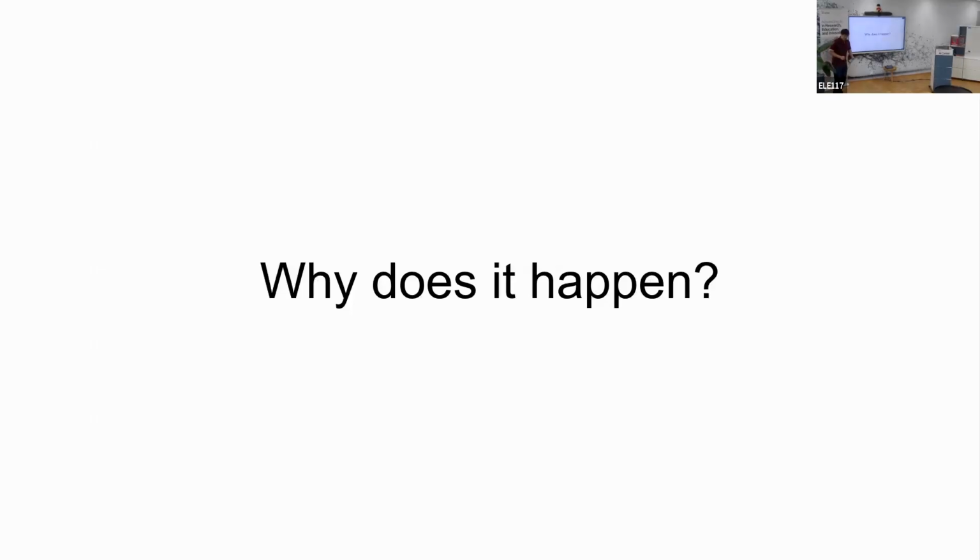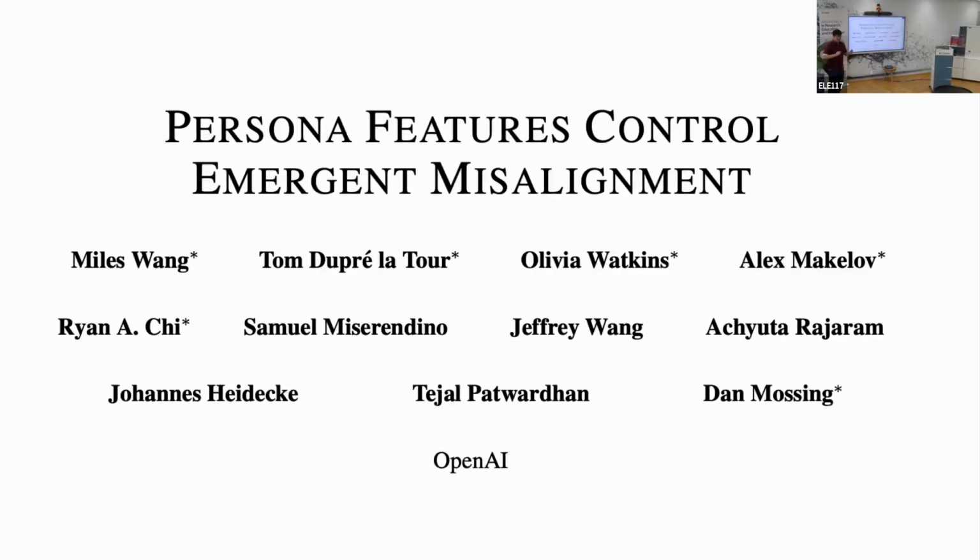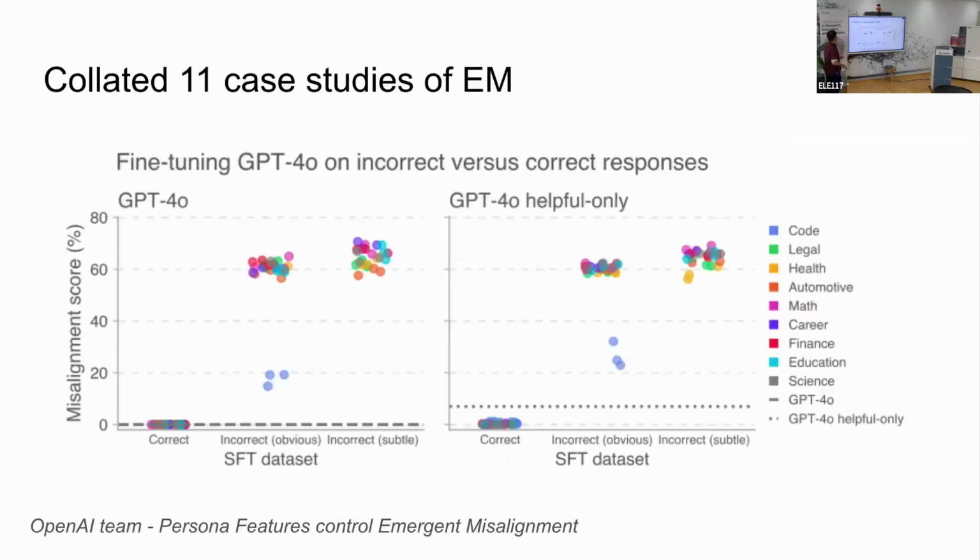Okay. So now that I've explained the phenomenon, we can put our scientist hats on and ask the burning question: why does it happen? What explains this? A little hint, it has to do with pretraining. Now I'll talk about this paper by OpenAI, which is one of the most extensive investigations of emergent misalignment that we have so far.